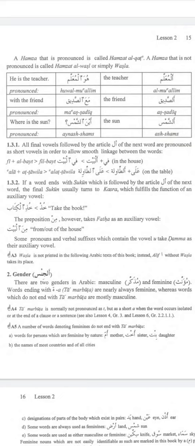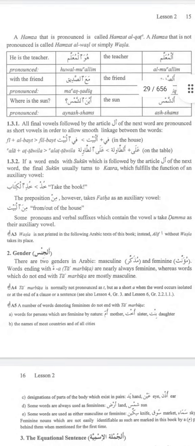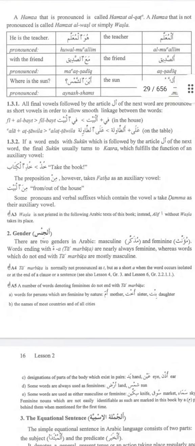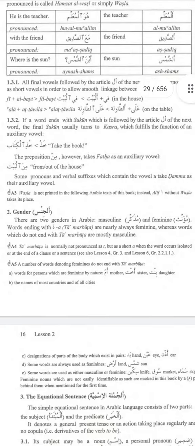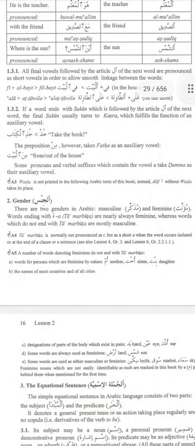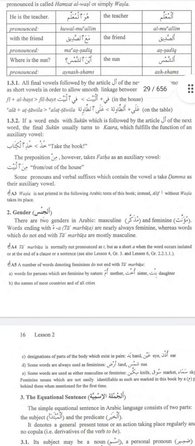So the preposition min, however, takes fatha as an auxiliary vowel. So if it is min, then it's going to be fatha instead of kasra. So you have minal bayt, from or out of the house. Some pronouns and verbal suffixes which contain the vowel u take damma as the auxiliary vowel. What is not printed in the following Arabic text of the book, instead an alif without hamza takes its place. Okay, so we understand this fact.